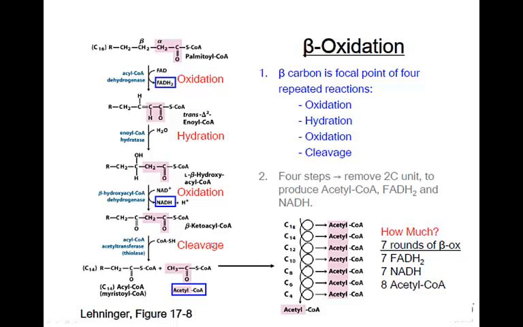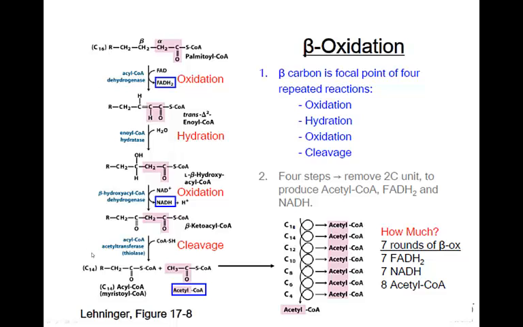The final step in the reaction is going to be a cleavage or thiolysis. The beta ketoacyl-CoA is going to be broken into our fatty acid and acetyl-CoA, which is our final product. And this is going to require a CoH. So acyl-CoA acetyltransferase is going to add this CoH into our fatty acid, and this is going to separate it from our product, acetyl-CoA.